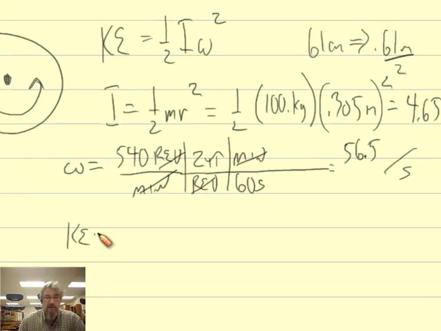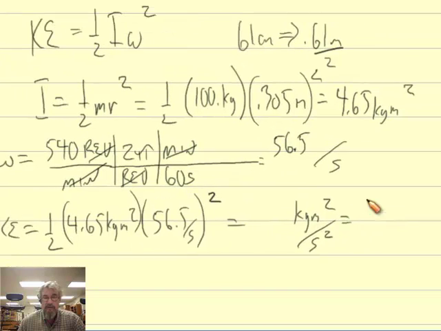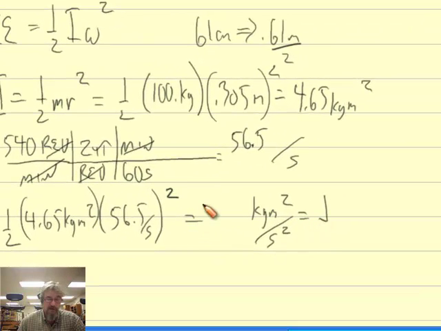So the kinetic energy stored in this flywheel is 1/2 of I, which is 4.65 kilogram meters squared, times 56.5 per second, and that's going to be squared. The units that we get will be kilogram meters squared per second squared, and that's joules, or Newton meters. And the numerical answer is 7430.